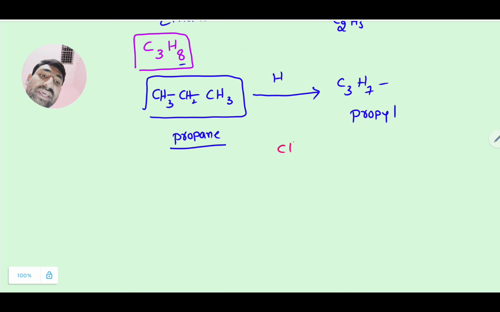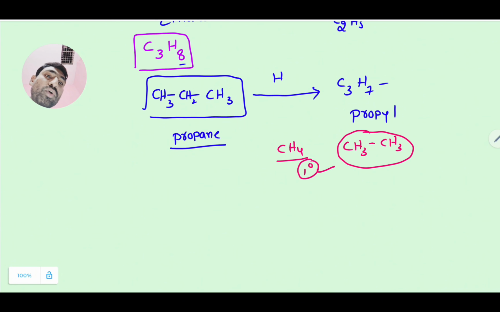In case of methane, CH4, and ethane, there is only one kind of carbon. They are primary carbons. Primary carbon means a carbon linked with only one carbon, that is called primary carbon. If a carbon is linked with no carbon, that is also called primary carbon. That means methane and ethane both have primary carbons. If you observe propane, there are 2 kinds of carbons. One is a primary carbon, and the other end is also a primary carbon. But that middle carbon is a secondary carbon, guys.